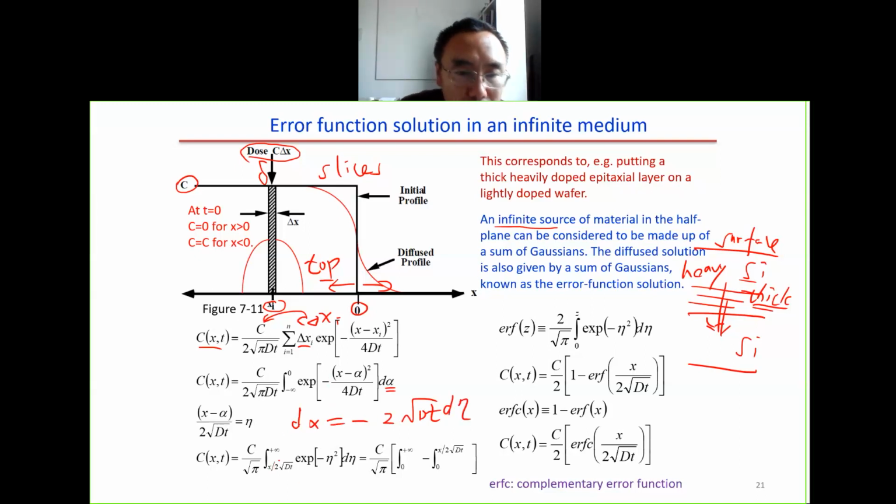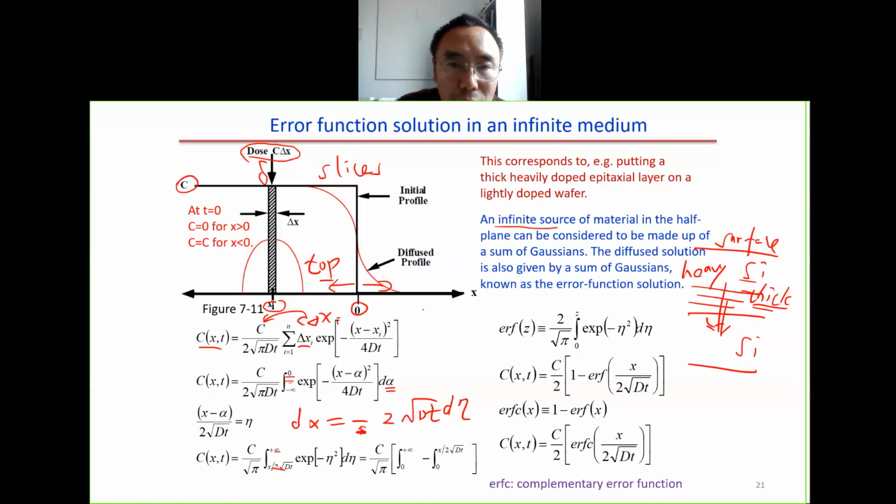So for the range of the integration, when alpha is minus infinity, eta becomes plus infinity. Alpha equal to 0 gives you this one. So you can see the limits are reversed, top and bottom, but here we have a negative sign. Then we have this e to the minus eta squared d eta. So from here to here is equal to the integral from 0 to infinity minus 0 to this one.